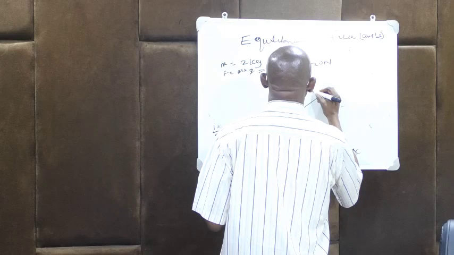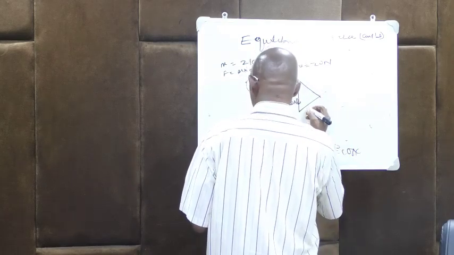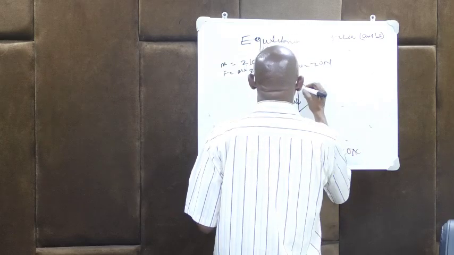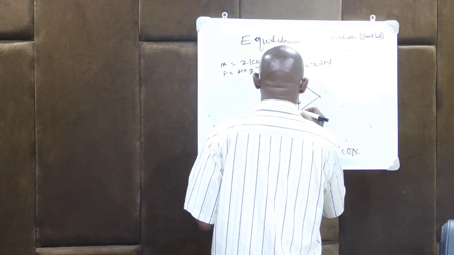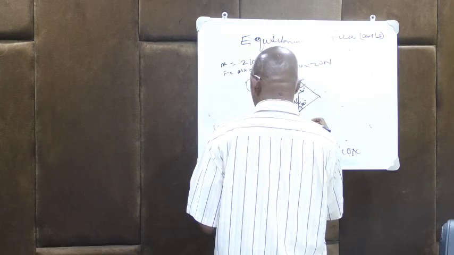Then this is a triangle of force. Look at it, it has formed a triangle already. Then this is an angle of 30 degrees, this angle is 50 degrees, and this one is unknown.